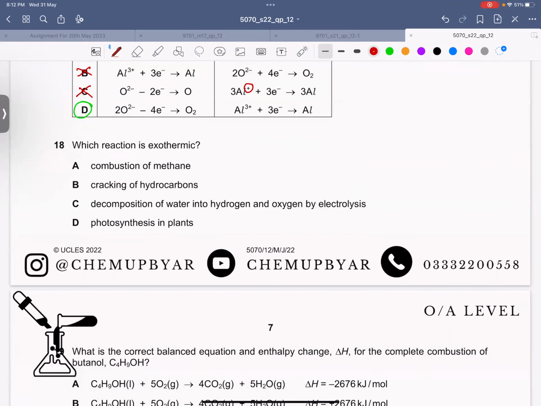Okay. Which reaction is exothermic? Remember, combustion is always exothermic. Cracking of hydrocarbon, yes, sir. So it's endothermic. Decomposition of water into hydrogen and oxygen needs energy, so it is wrong. And then photosynthesis in plants also absorbs energy. So D goes wrong as well.